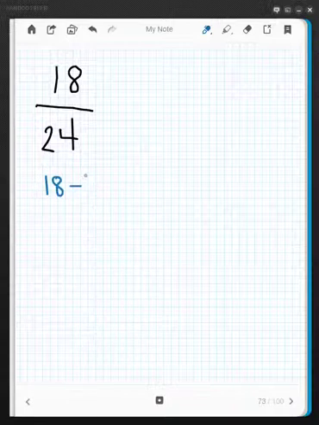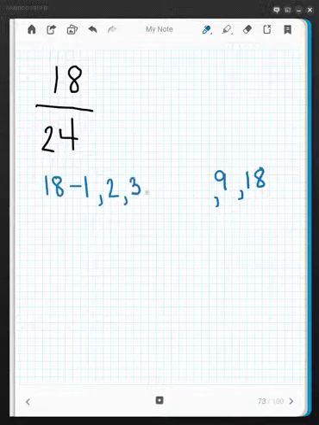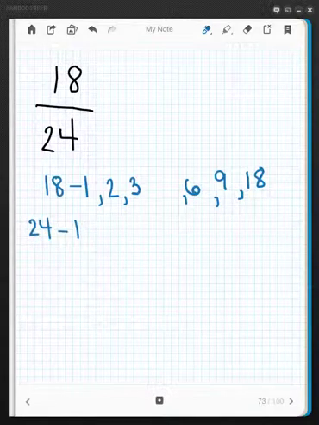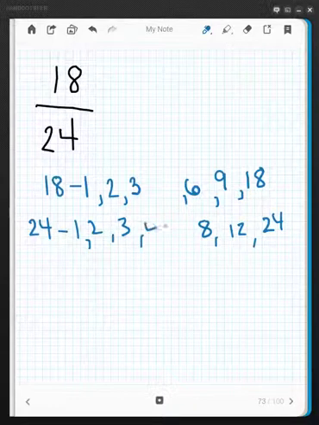So let's do 18. 1 times 18. 2 times 9. 3 times 6. 4 doesn't go into 18. 5 doesn't go into 18. And 6 is my next number. So there they all are. Now let's rewrite out 24's factors. 1 and 24. 2 and 12. 3 and 8, and 6, and that's all of those.